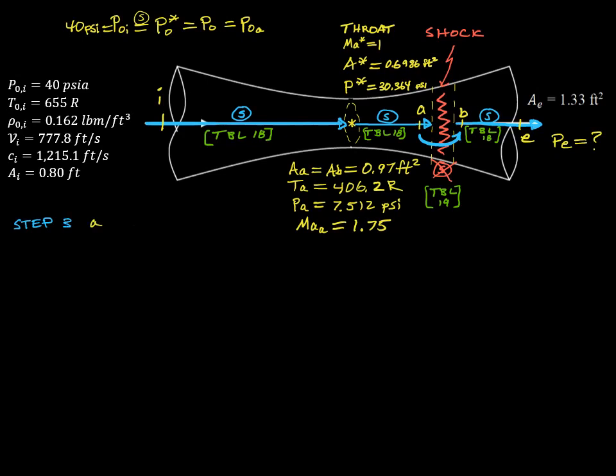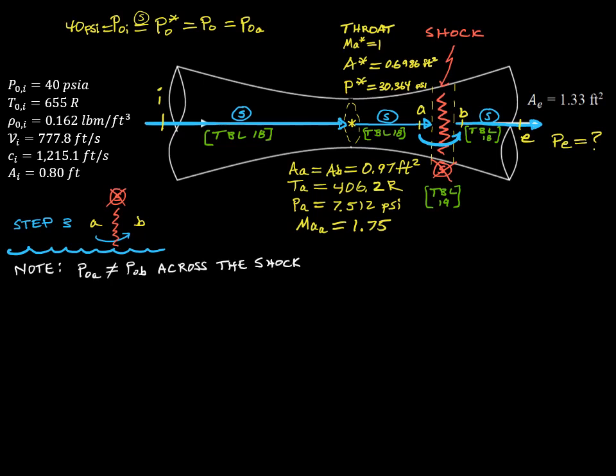So our next step now is to move across that shock as we go from state A to state B. Remember that movement from A to B is across the shock, so it is not isentropic. We are in an irreversible process. So we'll make a note that because it's an irreversible or non-isentropic process, the stagnation pressures between A and B are not the same. The stagnation pressure at B we expect to be lower.